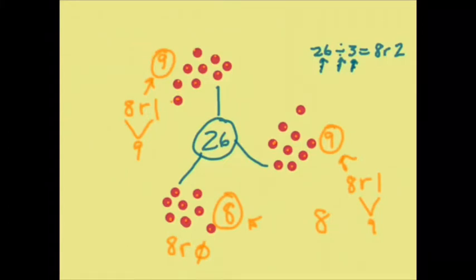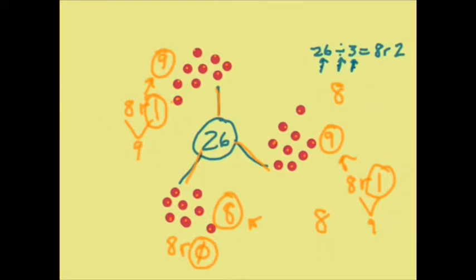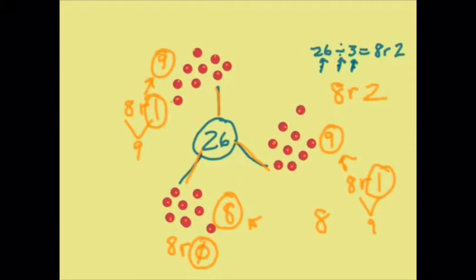All of our separations, all of our lines ended up with 8, right? And how many leftovers were there altogether? Well, this one had 1 leftover, this one had 1 leftover, and this one had 0 leftovers. So that means there was 2 leftovers altogether. 8 remainder 2.